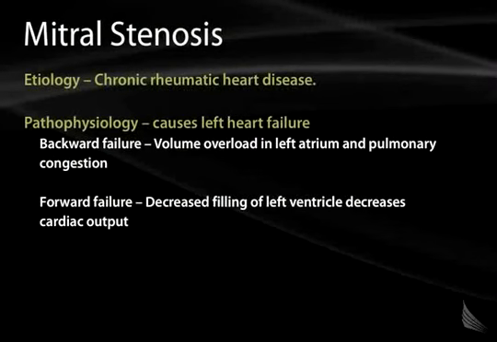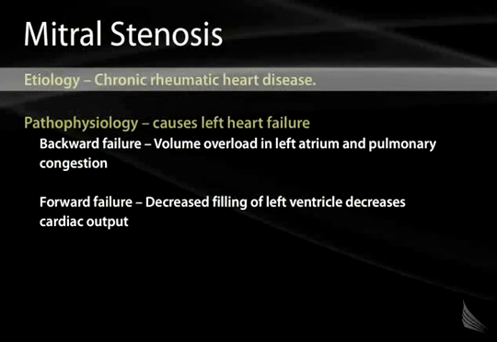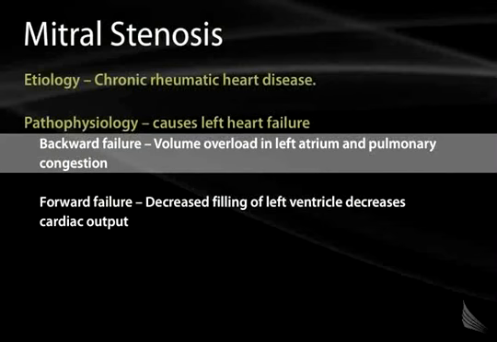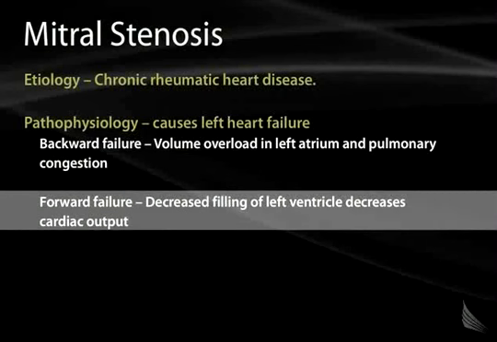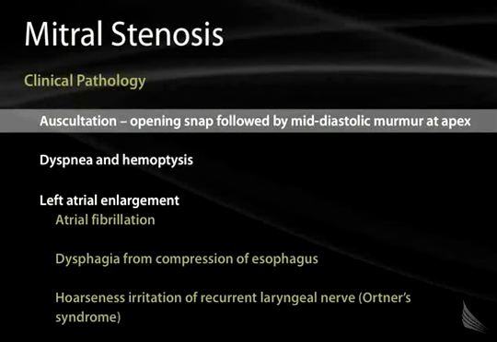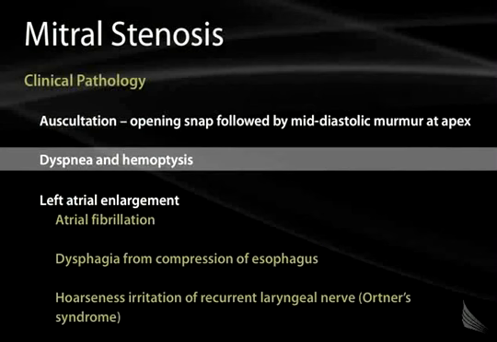Mitral stenosis is classically caused by chronic rheumatic heart disease. It can lead to left heart failure, specifically backward failure, where volume overload in the left atrium leads to pulmonary congestion and the symptoms that go along with that, or forward failure, which is a decreased filling of the left ventricle because of the mitral stenosis, leading to a decrease in cardiac output. Clinically, on auscultation, you'll hear an opening snap followed by a mid-diastolic murmur at the apex. You'll have symptomatic dyspnea and hemoptysis.